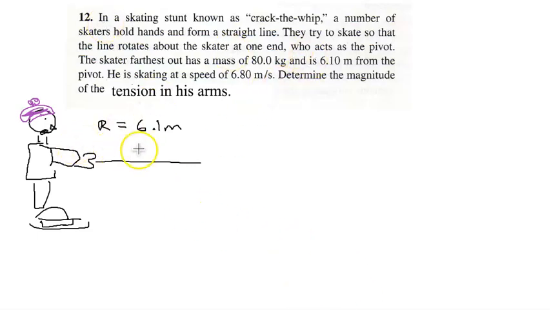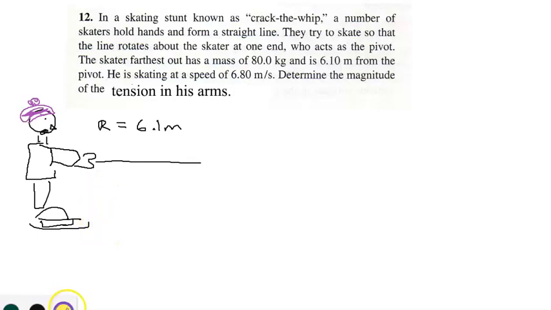Okay, so the crack the whip skating, I actually made it look like a person being pulled by a rope, but basically it's a whole bunch of people in a line. And the person on the end is going the fastest because they have to travel the greater circumference. Therefore, they need the biggest centripetal force, and so they're most likely to fly off tangent.